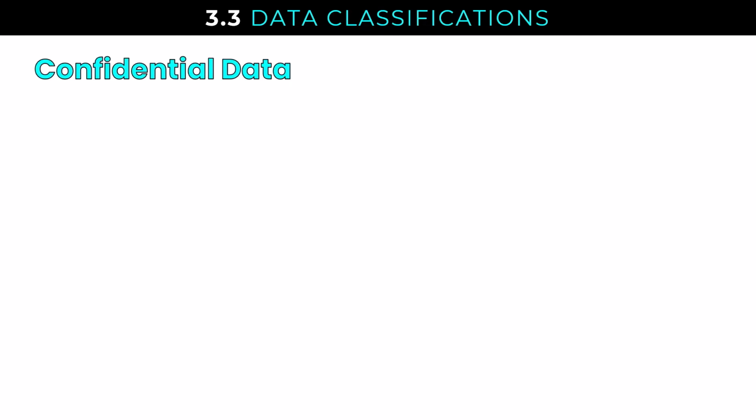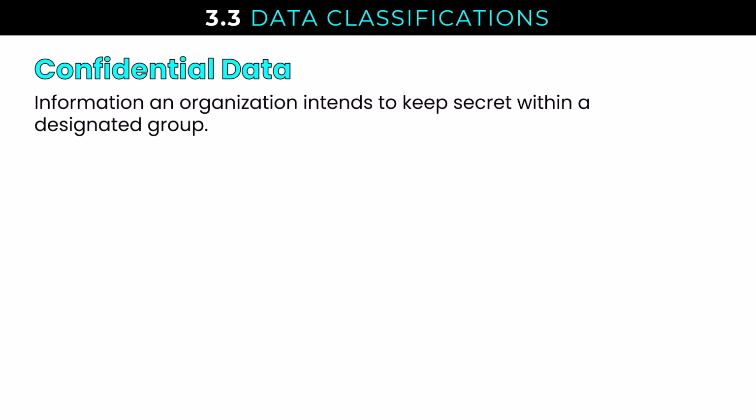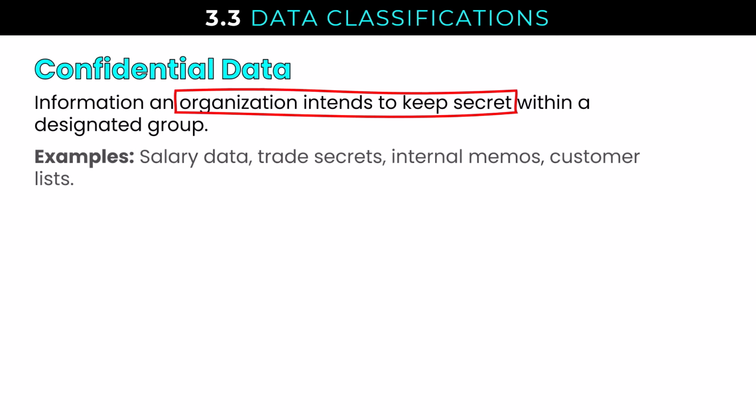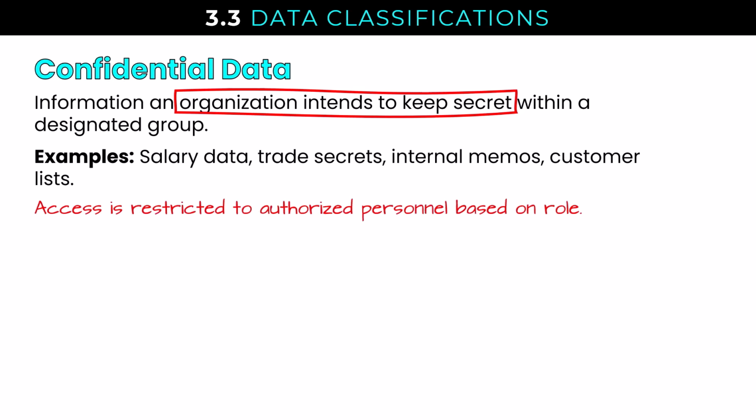Next, we have confidential data. This is data that an organization intends to keep secret within a designated group. So examples here would include salary data, trade secrets, internal memos, customer lists. So not only is that data kept private within the company, but it's going to be access restricted to authorized personnel based on their role.